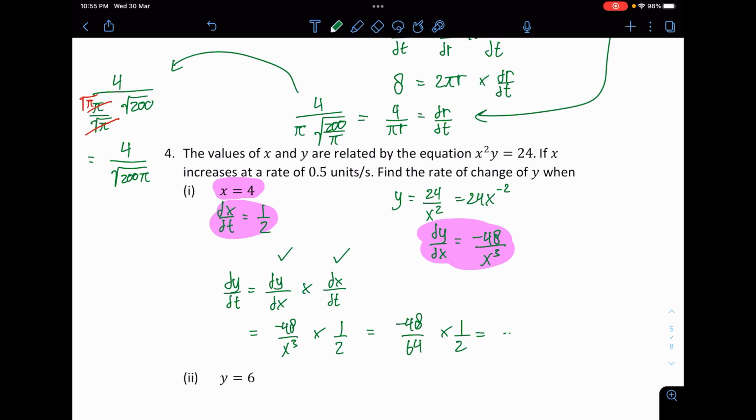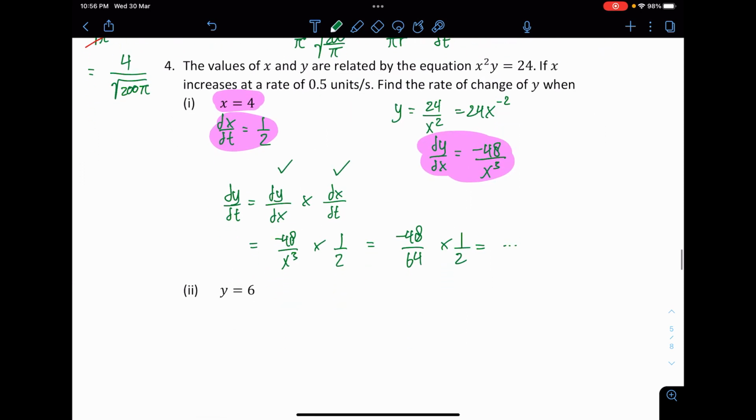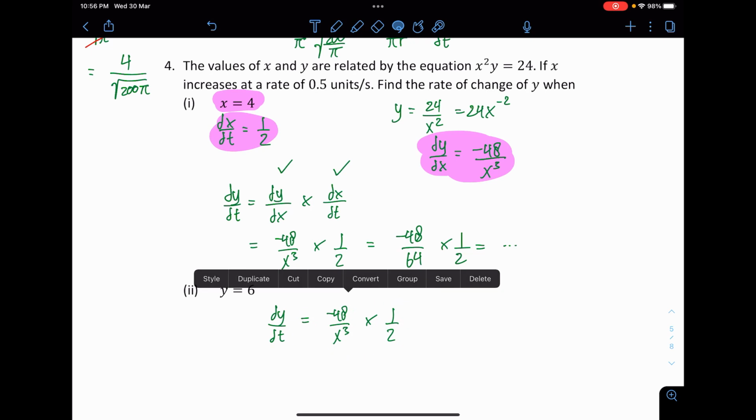And you just need to simplify this. Okay, I'll leave it to you. The next question, when y is actually 6, you still need to find the rate of change of y. Meaning to say that I still have to use exactly the same expression here. Right, I just need to solve this.